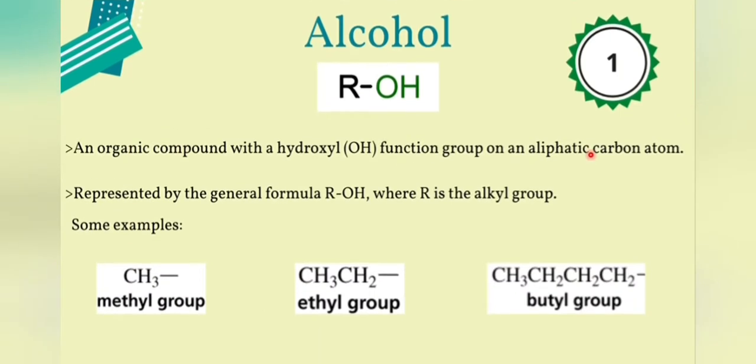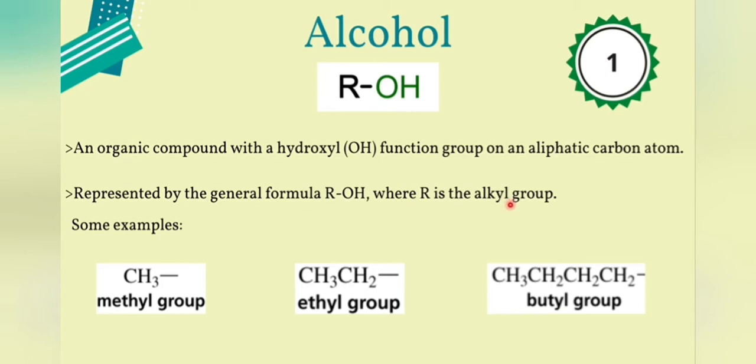For the first functional group, which is alcohol. Alcohol is an organic compound with a hydroxyl or OH functional group on an aliphatic carbon atom. This is the illustration for the functional group alcohol. It is represented by the general formula R-OH, where R, the substituent, is the alkyl group.